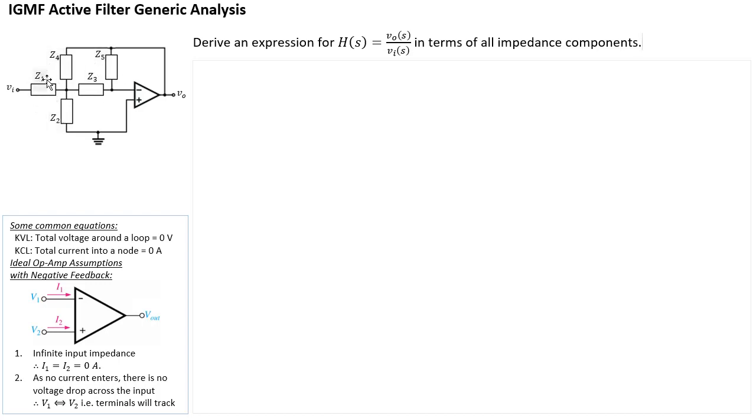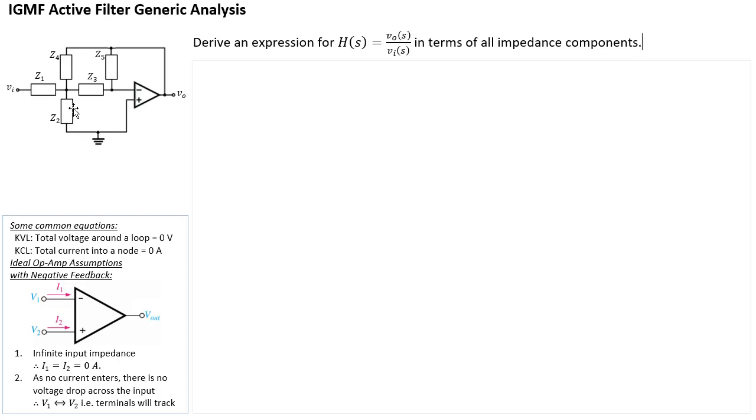So Z1 all the way to Z5. That's impedance 1, impedance 2, all the way to impedance 5. In other words, the location of these generic impedances can be replaced by either a resistor or a capacitor. In a different video, I will show you how to analyze a low pass, a high pass, or a band pass filter implementation of this circuit.